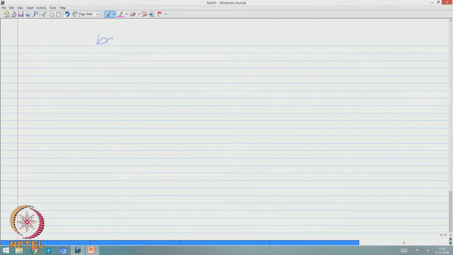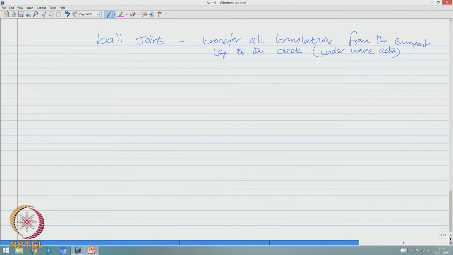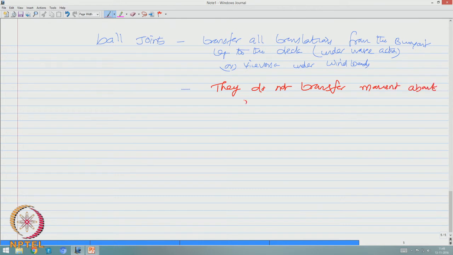So, one can say that ball joints transfer all translations from the buoyant leg to the deck under wave action, or vice versa under wind loads. They do not transfer moment about any axis, that is no rotation transfer.